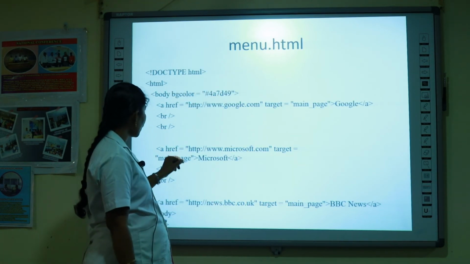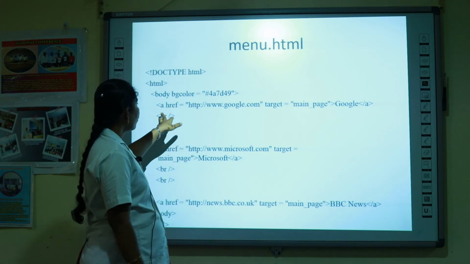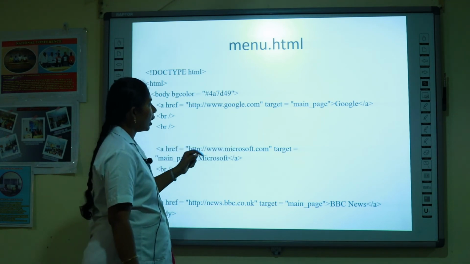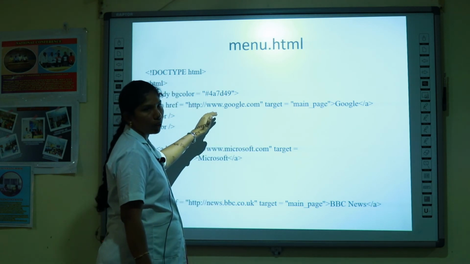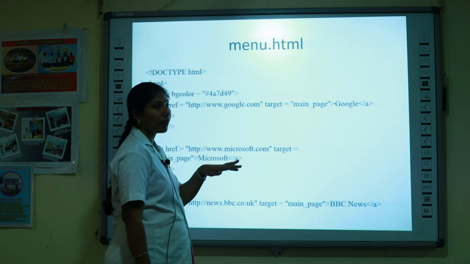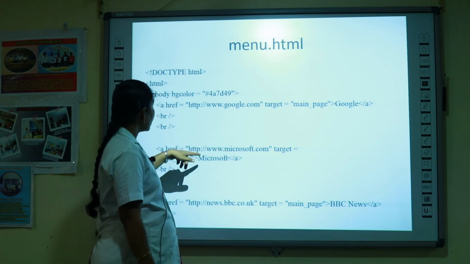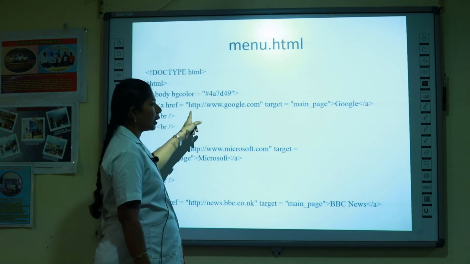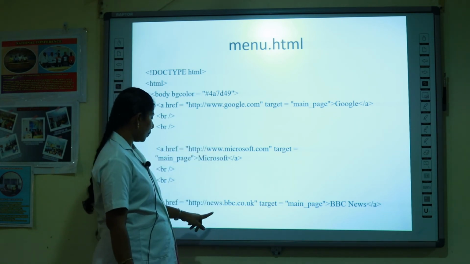Okay, then in menu.html I have created 3 links, that is the first link is google.com. Where I have given the attribute target, that is whenever I click this google.com link, the output will be displayed in the main page, this other window I have created, right. So in that the output will be displayed. In menu.html I have created 3 menus as hyperlinks. A href refers to the hyperlink. So first google.com, Microsoft and BBC News.